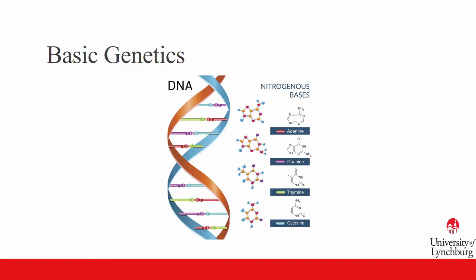So just the basic genetics, which you probably know from high school or whatever else: we have these four nitrogen bases. We have adenine, guanine, thymine, and cytosine. We know that the C and the G always pair together, and that the T and the A always pair together. A and G are both double ring, and T and C are both single ring.